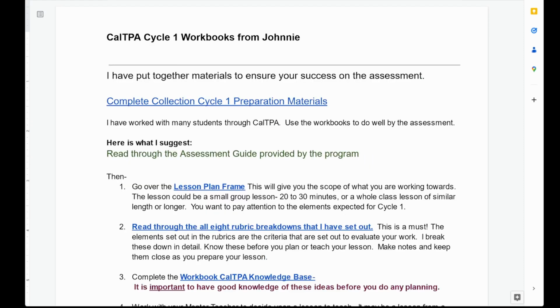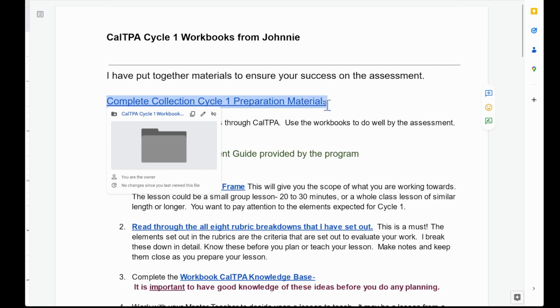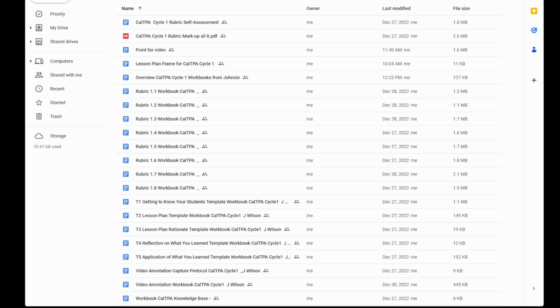When you follow the link, you come to this overview that I've set out for you. This is a guide to take you through using these materials to be successful on CalTPA Cycle 1. Do start by clicking on this link. It will take you to all of the materials I've set out for you. You can see there are a lot of good things here for you. Let's start at the top.